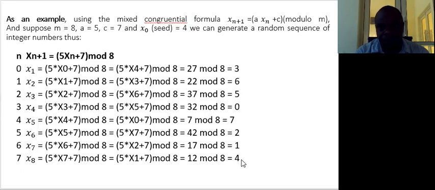So if you continue the sequence from x9, x10, you're going to obtain the same set of random numbers continuously. That is, from x1 onward it follows this: 3, 6, 5, 0, 7, 2, 1, 4, 3, 6, 5, 0, 7, 2, 1, 4, continuously. Now that forms a period or a particular loop based on the selected values for a, c, and the modulo.